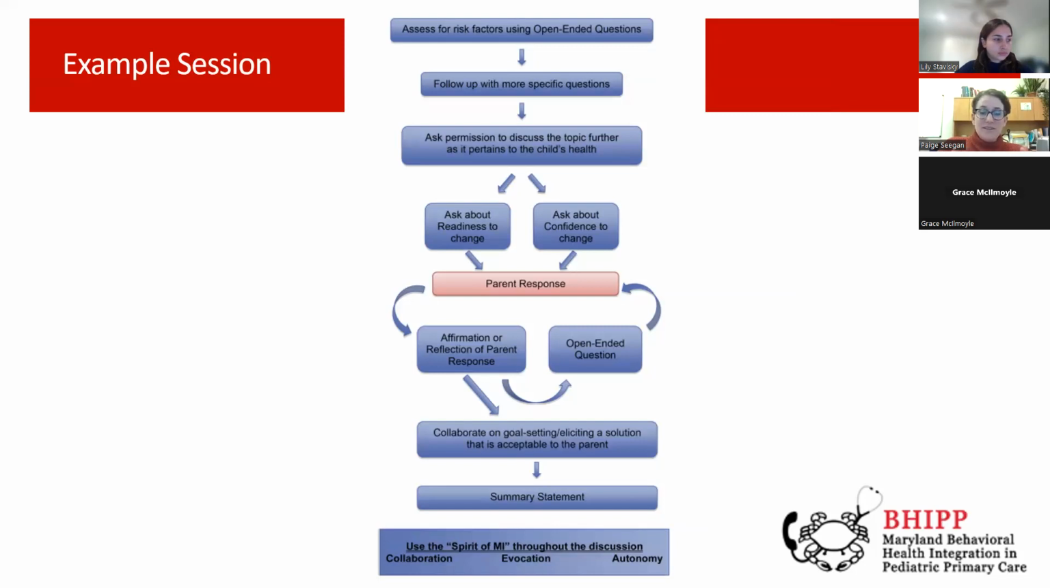You can ask about confidence for change. Based on the parent's response, you can affirm or reflect. You can ask more open-ended questions if you need more, or if you want to elicit more change talk, and then collaborate on goal setting and what that is going to actually look like, and then summarize that to the family. So that's just a nice way of outlining what this can look like in a session.